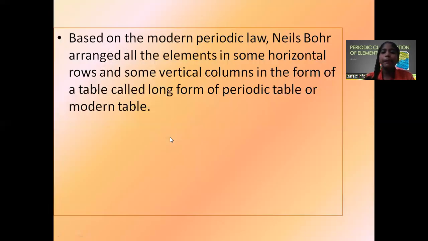Based on the modern periodic law, Niels Bohr arranged all the elements in some horizontal rows and some vertical columns in the form of a table called the long form of the periodic table or modern table. So one scientist named Niels Bohr arranged some elements in horizontal rows, meaning periods, and some in vertical columns, meaning groups, in the form of a periodic table, or we can also call it the modern table.